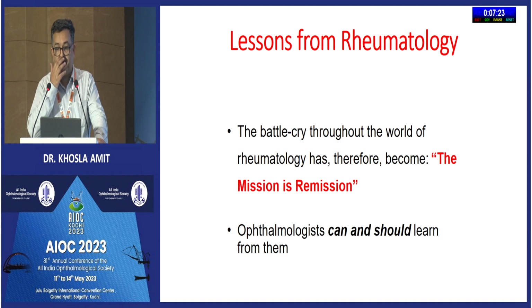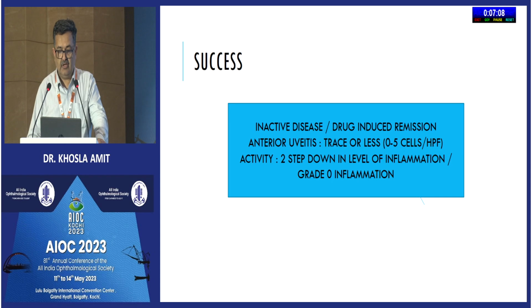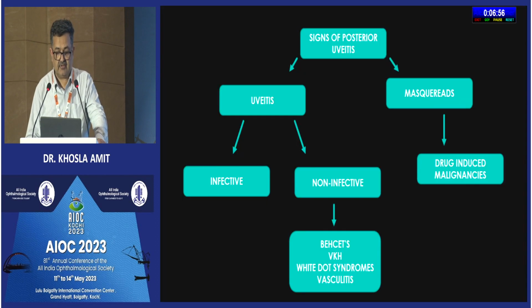We have learned from rheumatology that we don't just want to control the disease, we want remission. Remission means both clinically and on diagnostics you have a remission of the disease. Because if you taper the steroid when you have activity on the FA or on the ICG, you may have a recurrence. The FOCUS guidelines tell us that an inactive disease or remission is when the anterior chamber cells are less than 0.5. If there's a 2-step down in inflammation, then you think that control is coming, but it's not remission.